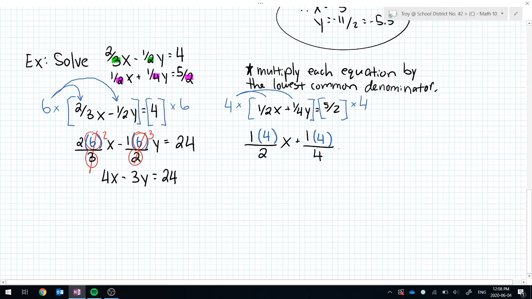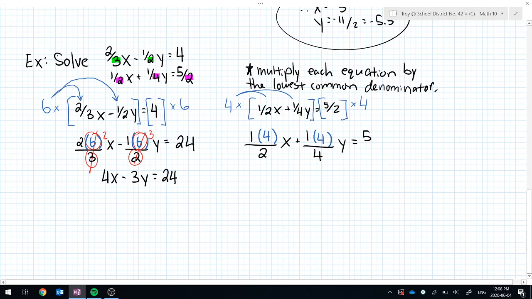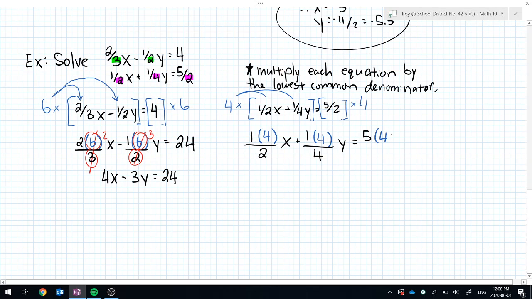That's going to be over 4. Y equals 5 times 4 all over 2. And of course, these are all going to simplify quite nicely. So we have 4 divided by 2, which simplifies to 2. 4 divided by 4 simplifies to 1. And 4 divided by 2 simplifies to 2.